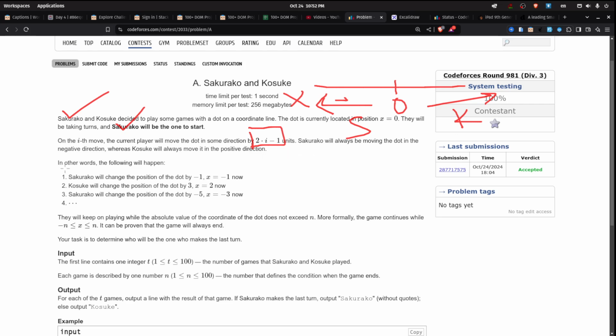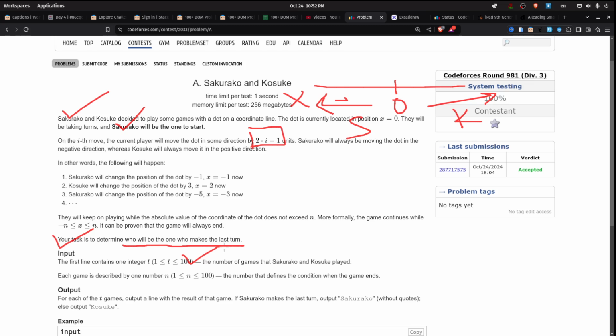In other words, the following will happen: Sakurako will change the position. Here I just discussed one example, and I will discuss it in the explanation part. In the input part, the first line contains the number of test cases, and each game is described by one number n, the number that defines the condition when the game ends. Your task is to determine who will make the last turn.